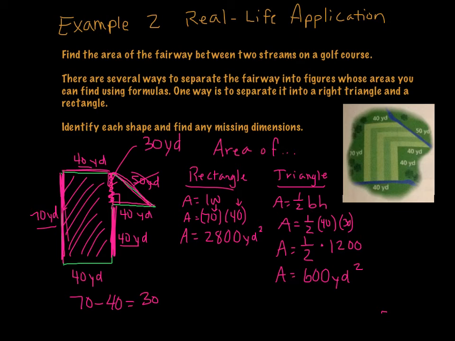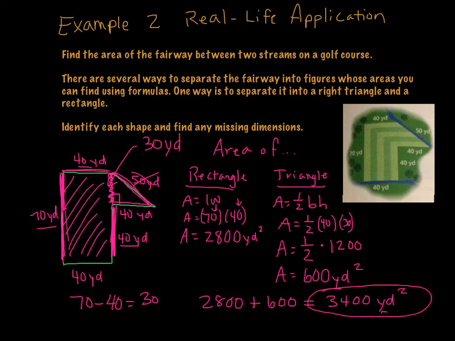So our last step is to say 2,800 yards squared plus 600 yards squared should give you 3,400 yards squared. So my area for this composite figure of the fairway is 3,400 yards squared.